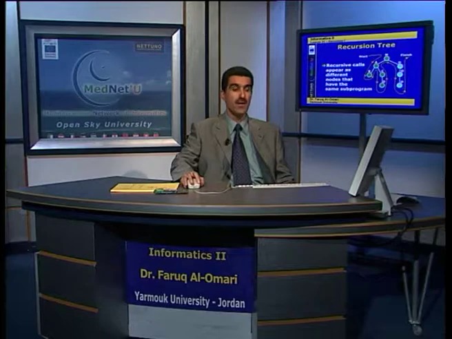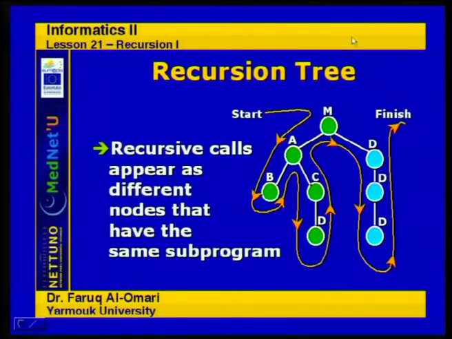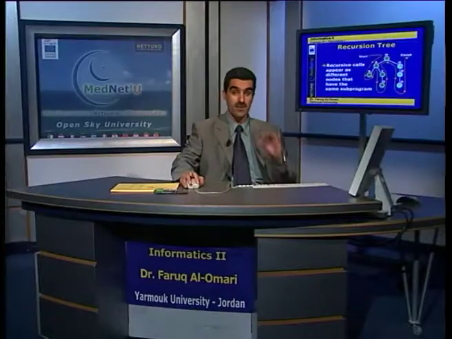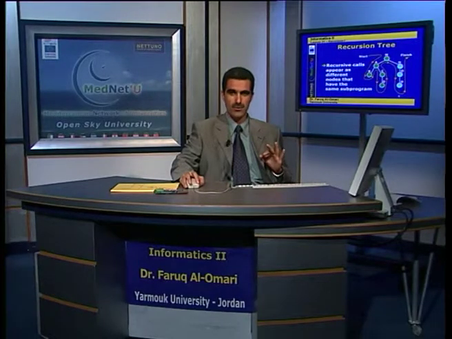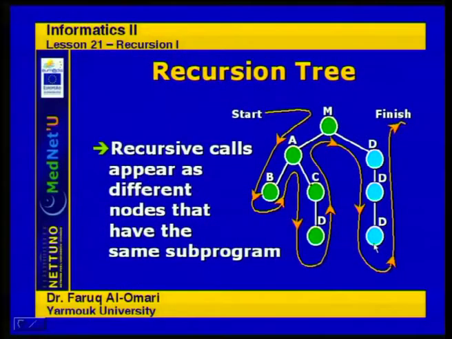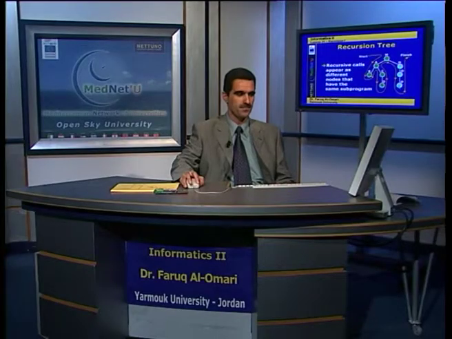The recursion tree, however, is basically this part here, which talks about a function calling itself again and again. So this portion of our tree in this example is a recursion tree. Recursive calls appear as different nodes that have the same subprogram. That's the way we draw them, as if they're separate functions. So I repeat these nodes again and again as far as I go with these call statements.